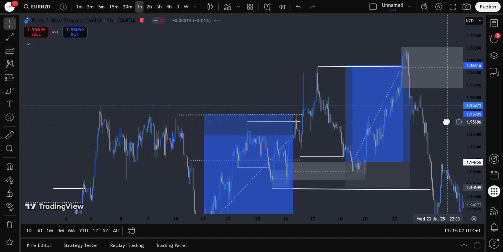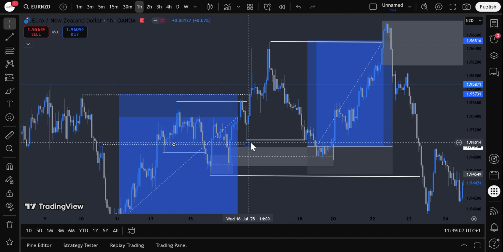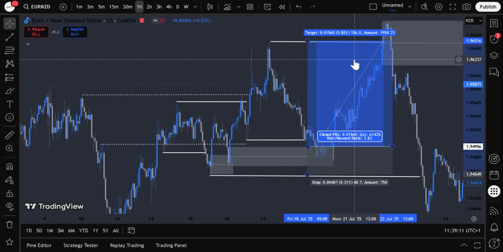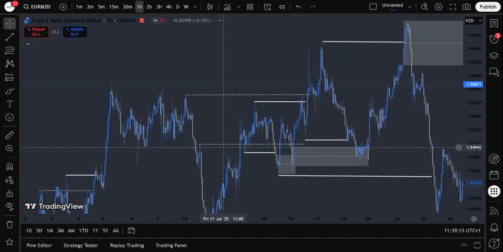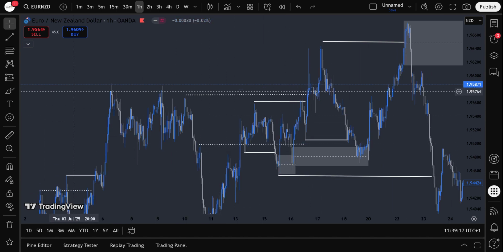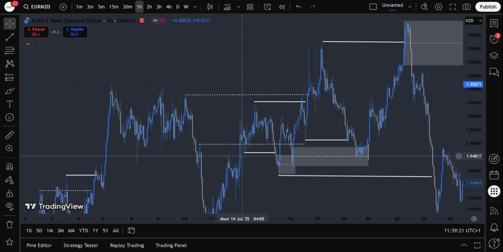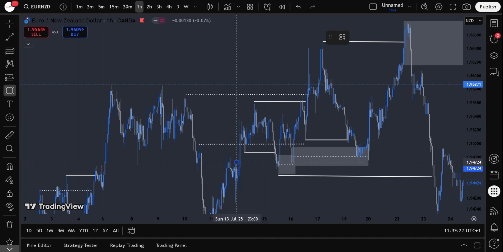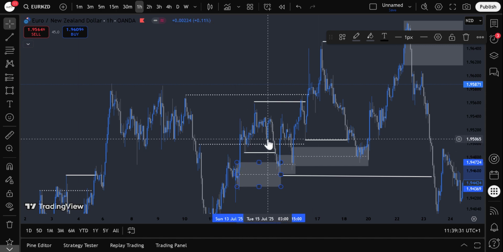Right, so let's break down this one real quick. Let's delete this. As you can see, price is still having that bullish momentum, right? So we had the sweep of this low right here, inducement to this zone, right? This is the inducement that swept, right?